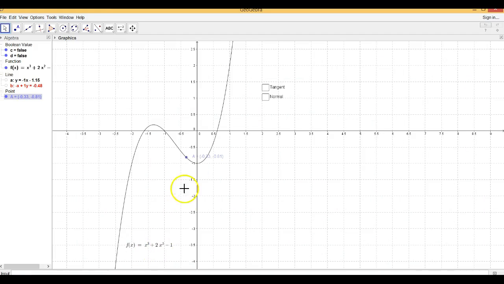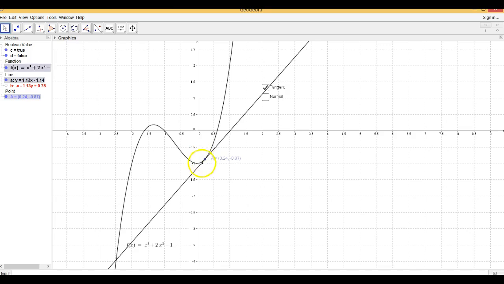This is the cubic x cubed plus 2x squared minus 1. So its derivative is what? 3x squared plus 4x. Do you agree? Now, what we see here, we don't see anything at all, just a dot moving along the cubic at the moment. But if I check that tangent box, then there's the tangent there, as it swings around. The gradient of that tangent tells us what the rate of change at that point is.